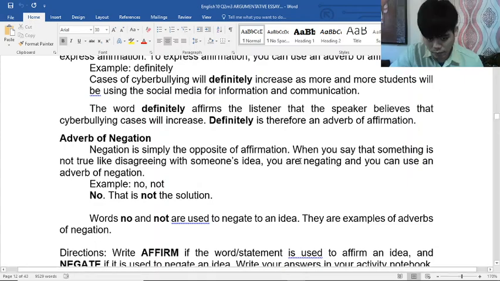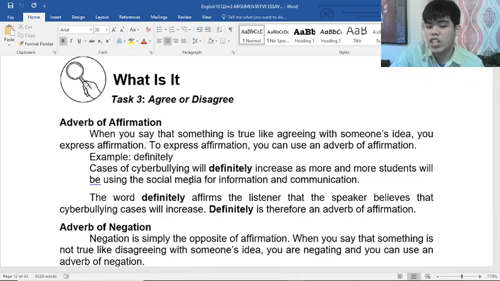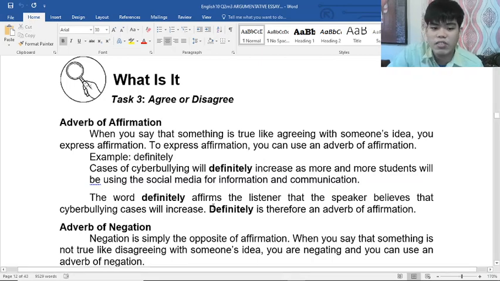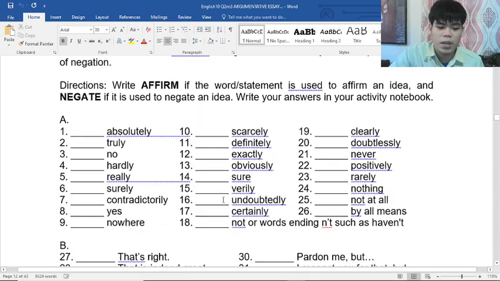So these adverbs, adverbs of affirmation and adverbs of negation, are commonly used in an argumentative essay, since they can help show the readers what you have written, whether you are agreeing or disagreeing in the argument.